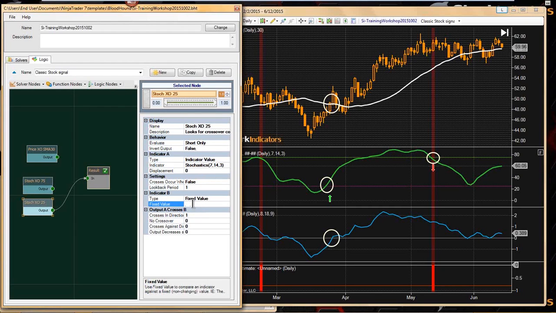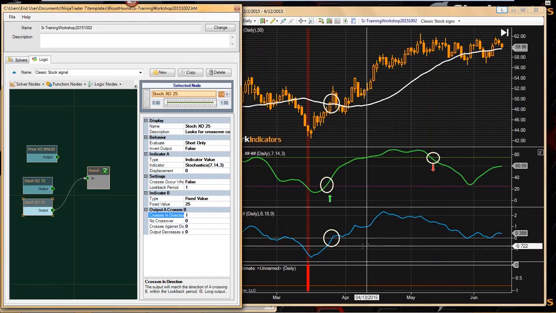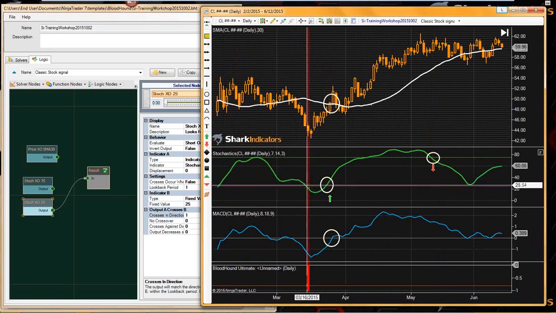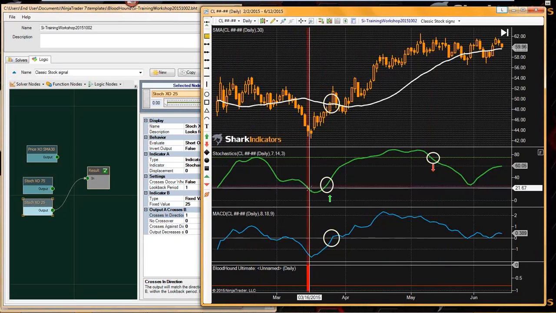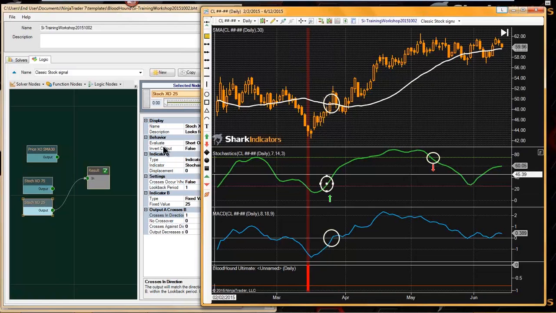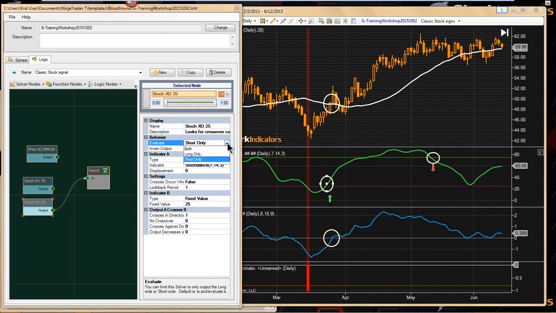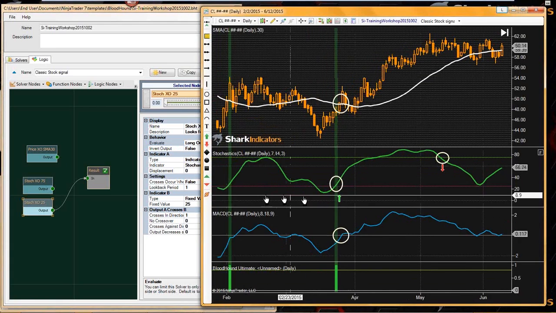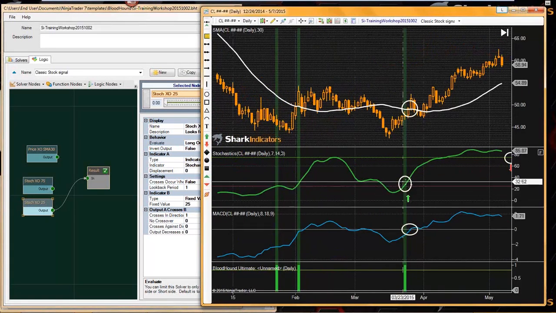So instead of 75, I need it to be 25. And let's see, yeah, so here we can see the stochastic crossing down to 25, but what I want is the stochastic crossing above the 25, right? So I want this long signal from this cross up. So I just need to go back to evaluate, set it to long only. So now I have my long cross up signals there.